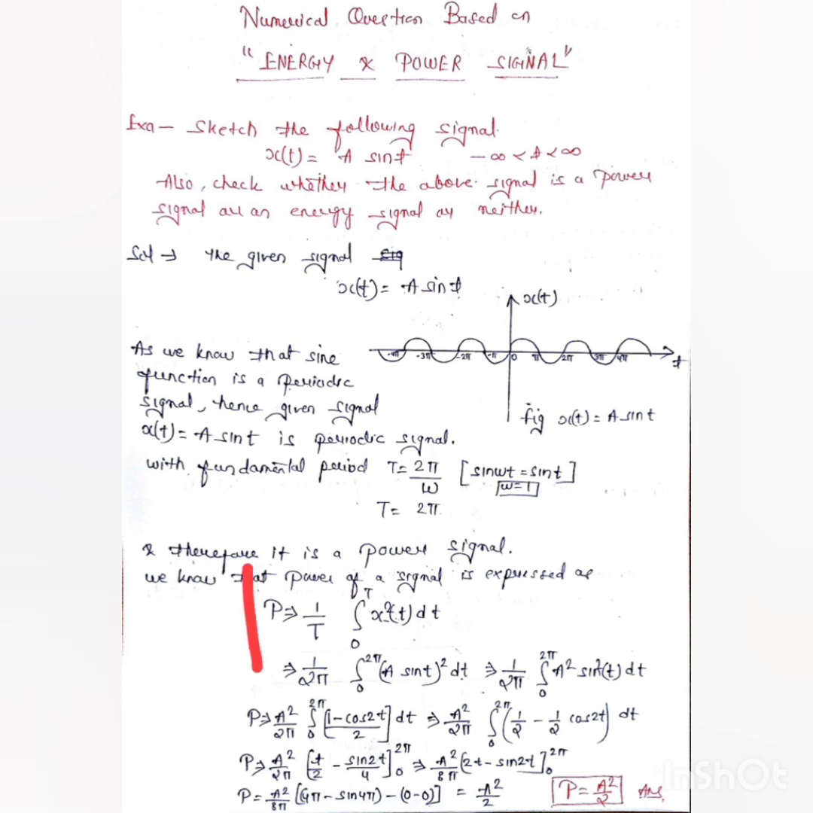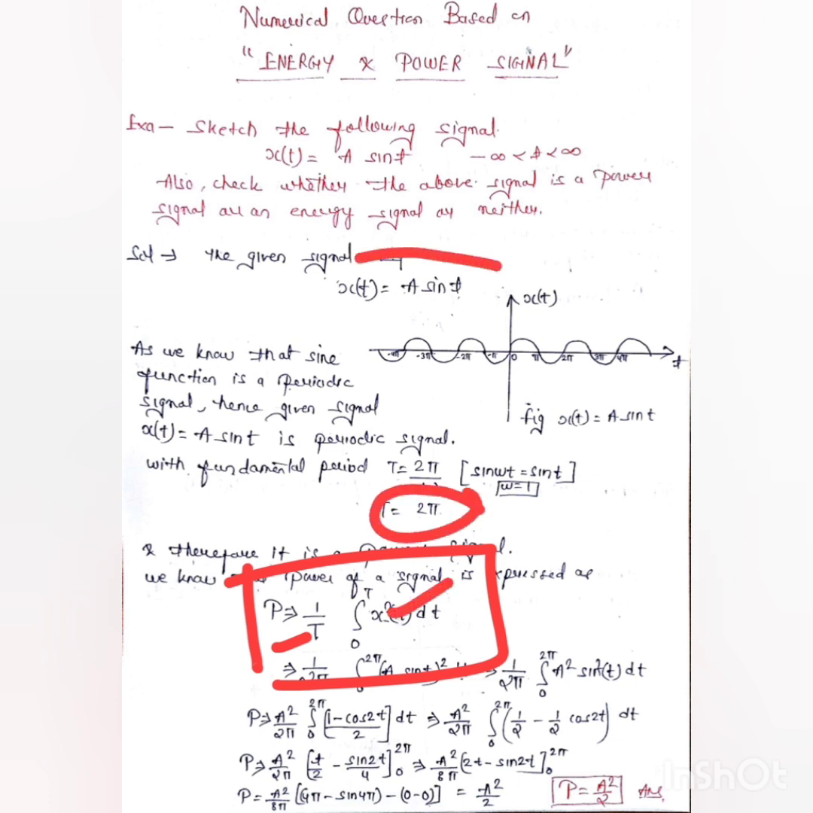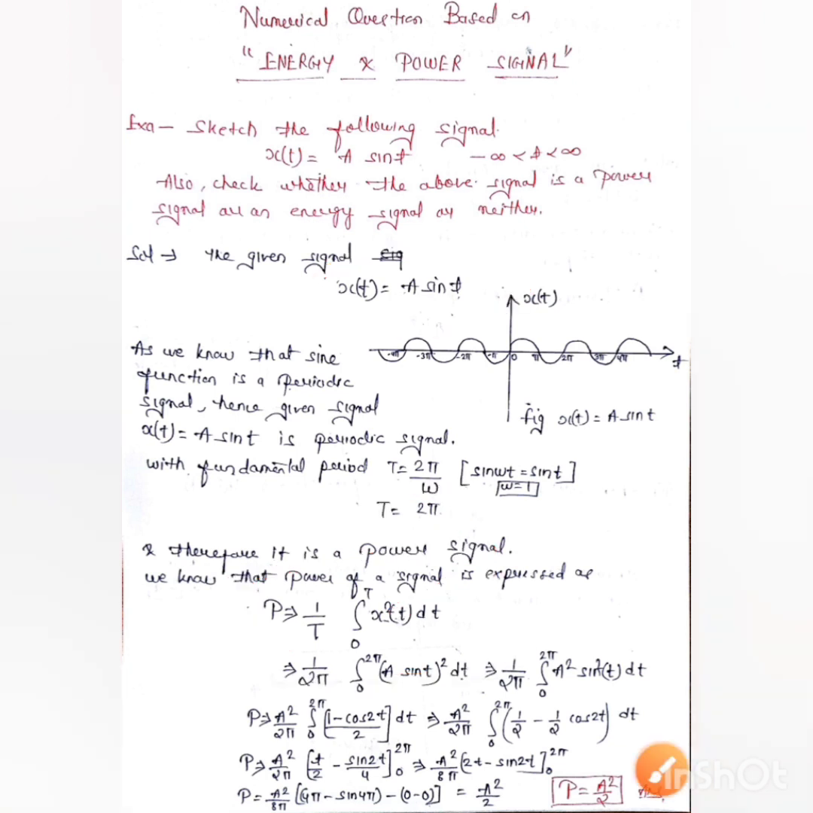Here we have the formula P equals 1 upon T integral 0 to T x squared t dt. We simply put in place of T, which is 2 pi, and in place of x(t) we put A sin t. We put this value in the expression, then we get 1 upon 2 pi integral 0 to 2 pi of (A sin t) whole square dt. This particular expression comes out after putting the values of T and x(t).